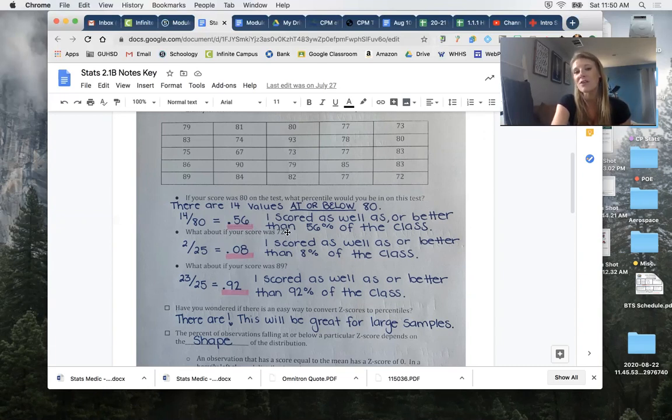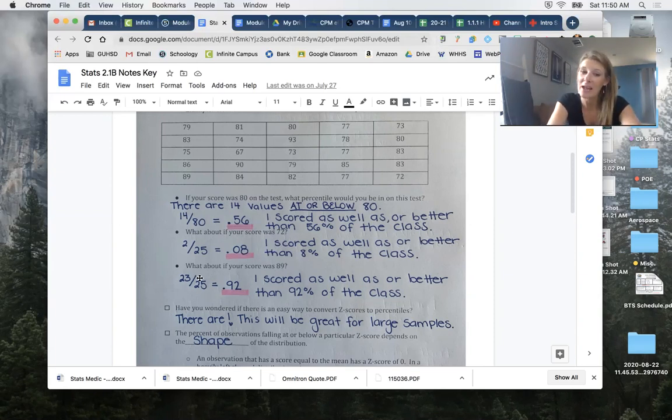Like if I got a 72, well, that's lower than average because actually only 2 people did the same or worse. I am at this 72 right here. Only one person did worse than me, which is the value of 67 right there. So there's only two values. I was like the second lowest in class. So 2 divided by 25 is 8%. I'm in the 8th percentile, which obviously on a test, I wouldn't want to be that low.